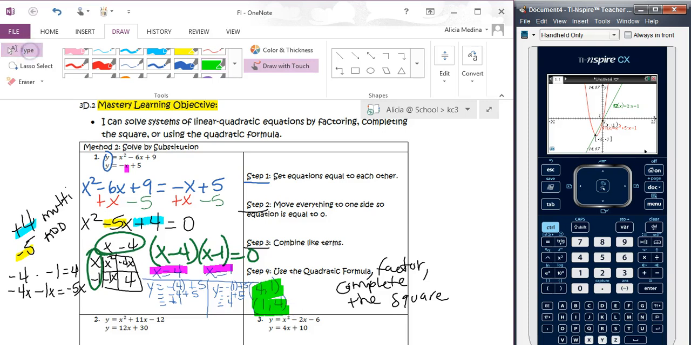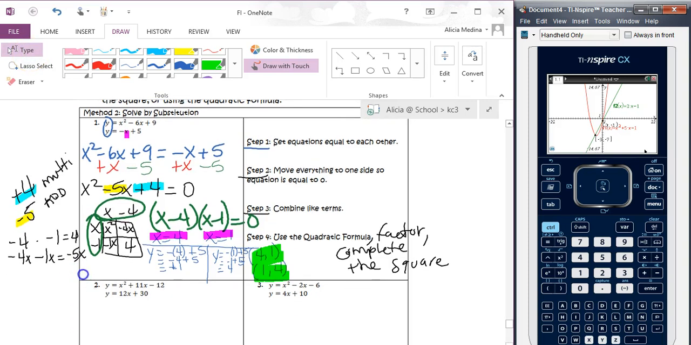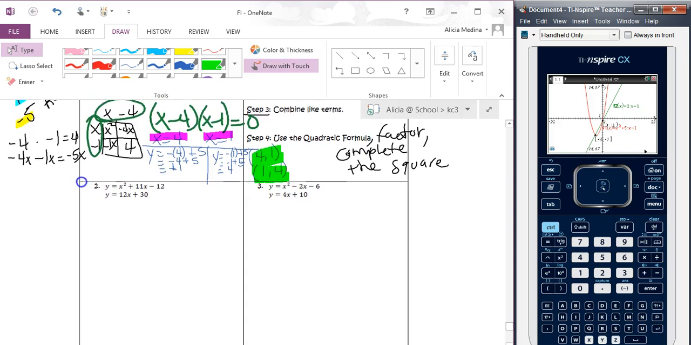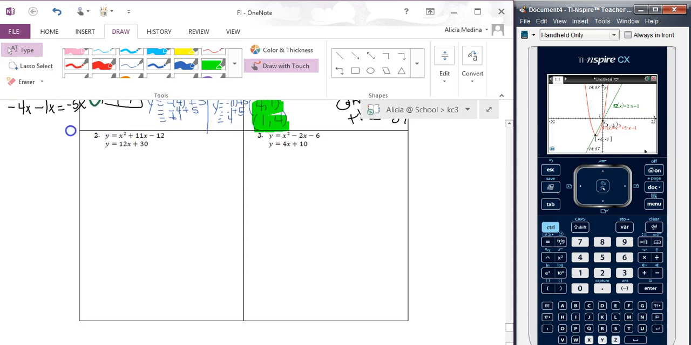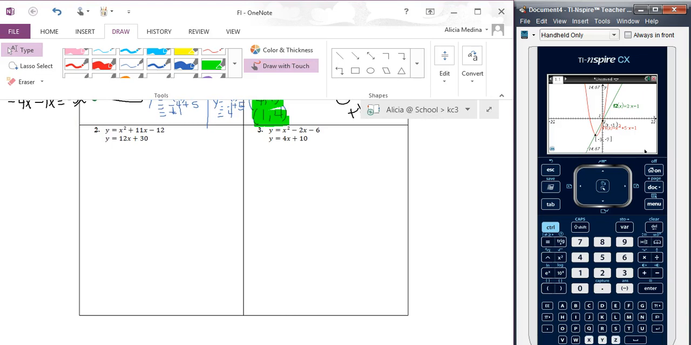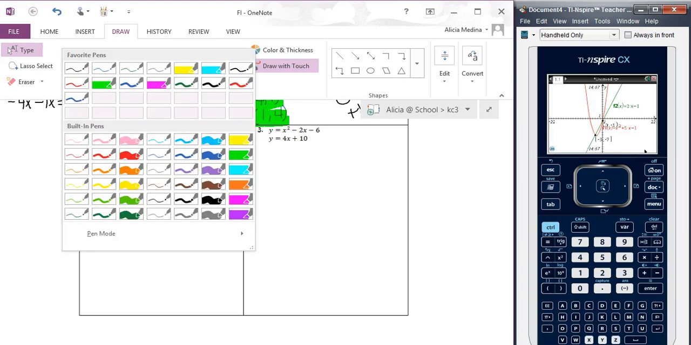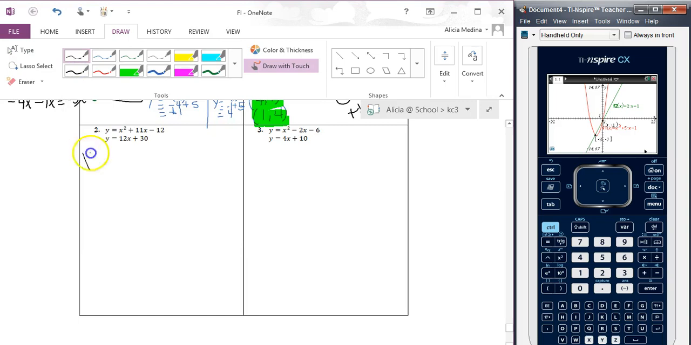Alright, so let's keep practicing some of these, and maybe we'll get to using a different method other than factoring. But again, if you want to use the quadratic formula, you could have also used the quadratic formula. The first couple steps are all the same. So the first step here for number 2 is set them equal to each other. So x squared plus 11x minus 12 equals 12x plus 30. We want to combine like terms, so we have to move some things over. So I'm going to subtract 12x, stack that under its like term, subtract 30, stack that under its like term.